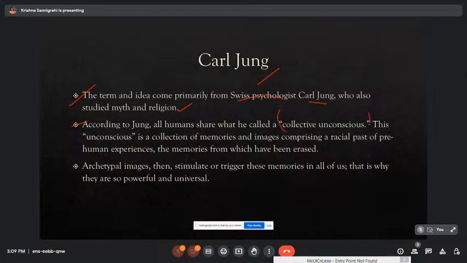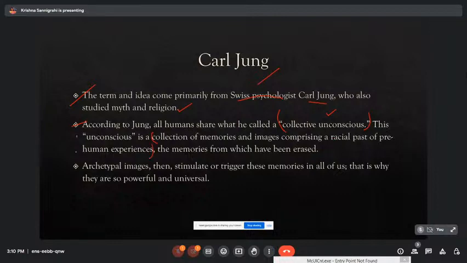So, dear students, this term is very important. Keep a note of this: the idea of collective unconscious. This unconscious is a collection of memories and images comprising a racial past of pre-human experiences. Certain parts of it might be erased, certain parts might be there in your mind, but the point to keep in mind is that it is a collection of memories and images comprising a racial past of human experience.